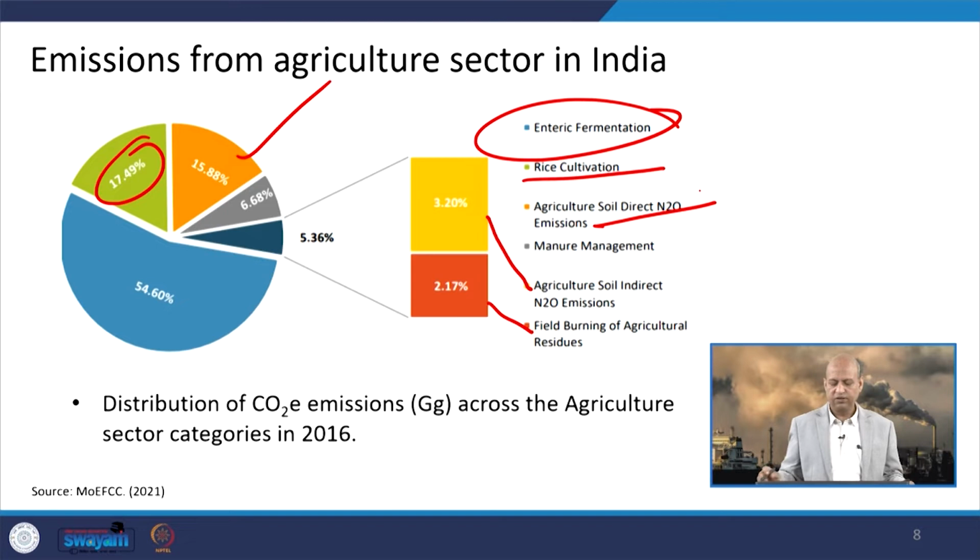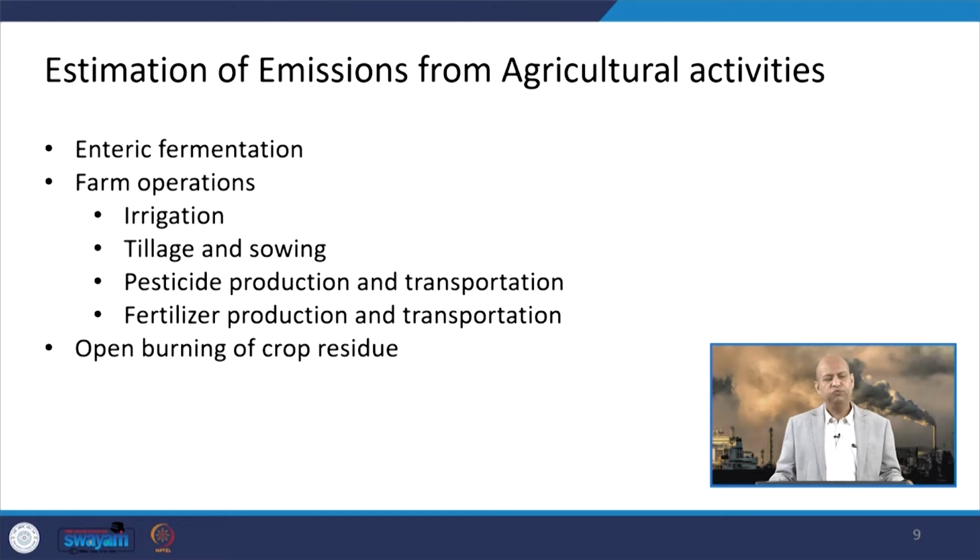So, these are the three large activities from the agriculture sector. Now, if we discuss one by one, like enteric fermentation, or farm operations related to irrigation, tillage and sowing, or pesticide production and transportation, fertilizer production and transportation, or open burning of crop residues, these major activities of the agriculture sector, if we relate them to different kinds of emissions, then we can discuss them one by one.